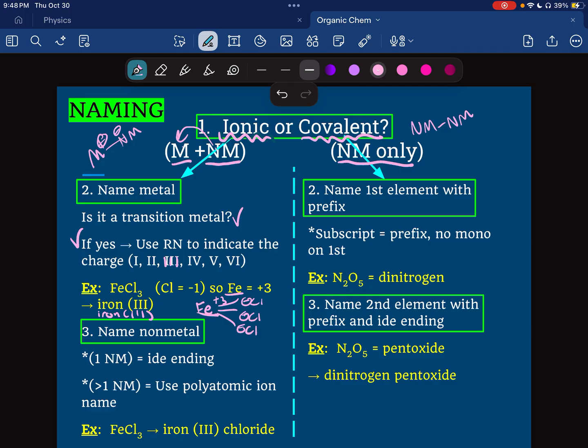But if you have one non-metal like we do in this example, you use -ide. So it'd be chloride, or if we had Br, it would be bromide. And if you're really confused about this, I can try to let you know, but you can also just Google that.